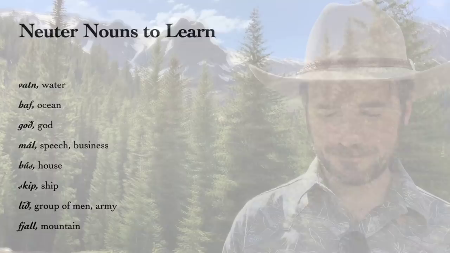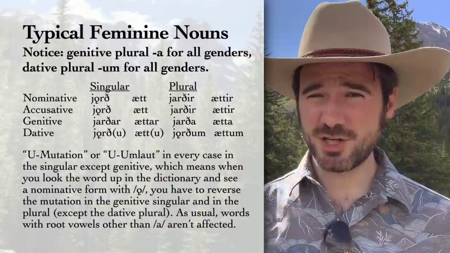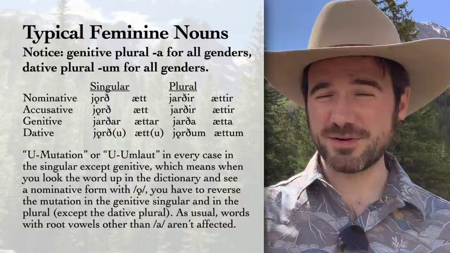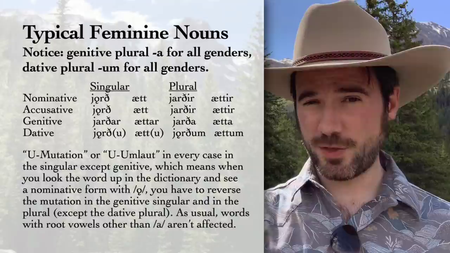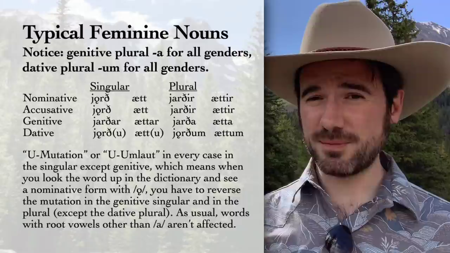Now let's talk about feminines. Feminines in the singular have the U mutation, or what we call U umlaut in Old Norse. U umlaut doesn't mean U with two dots above it. It means the process of U umlauting, or mutating, the vowel in front of it. So in the nominative singular, a feminine noun, such as, let's do an element again, jörð, earth, already has a mutated vowel. Feminines are pretty easy, but they're different from masculines and neuters.